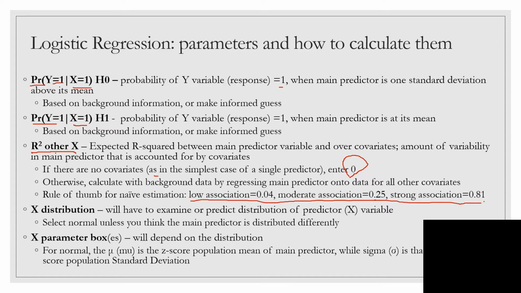Then fourth, there's the X distribution, which is the distribution of the predictor variable. A lot of times, if this is normal data, that's great, unless you think that the data is distributed differently. And then for every distribution, there'll be different parameters you need to add in there. So for a normal distribution, there's the mu, which is essentially the population mean, while sigma is the standard deviation. So a lot of times you can get that information from background data or have to estimate it.